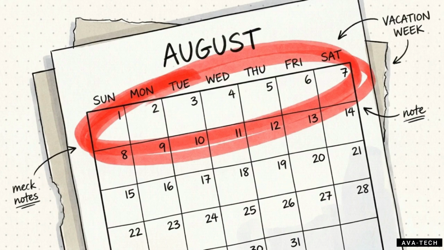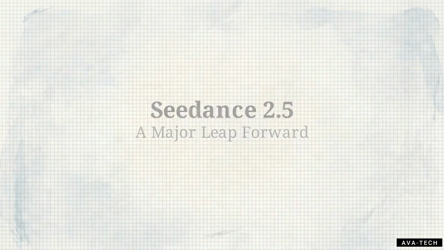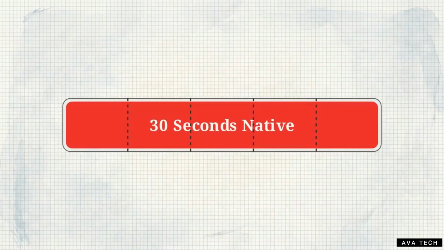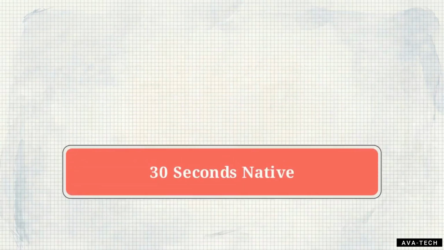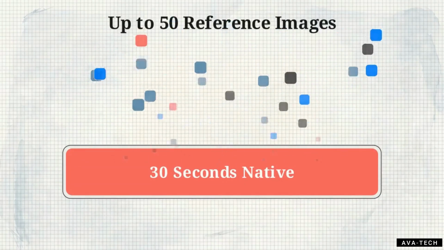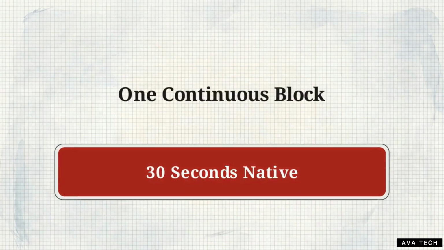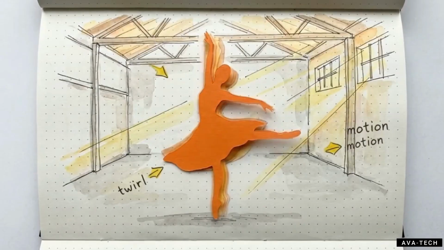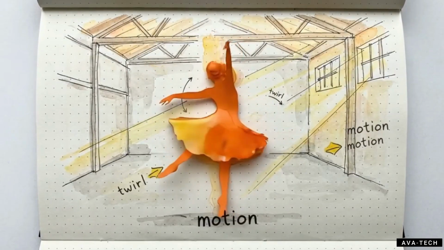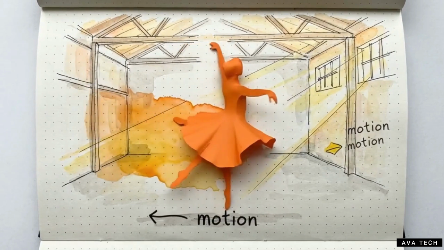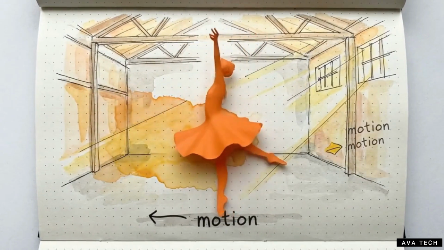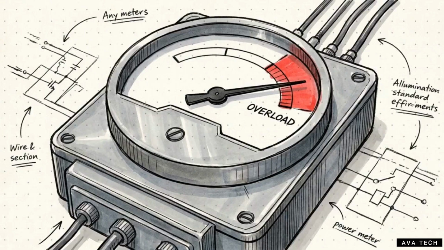After a few delays, the release is currently scheduled for early August. The raw specs are a major leap forward. A native 30-second video generated in a single pass. There are no seams or hidden cuts. The system can simultaneously reference up to 50 different images, allowing complex visual storytelling within one continuous block. Because the entire video generation is completely unbroken, the lighting, character features, and physics stay consistent from start to finish.